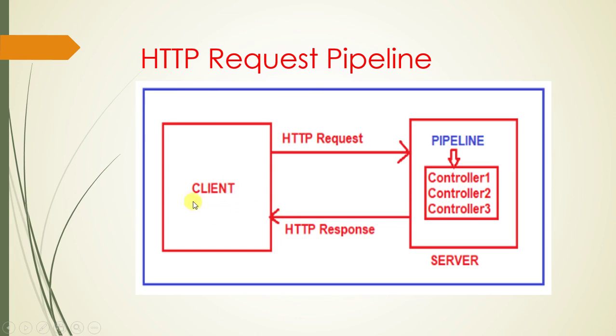See here, I have a client, or we can say browser. This side I have a server where our ASP.NET Core web API application is hosted. This web application has three controllers. When we send a request from the browser to the server, we generally believe that the controller action method is going to handle the request and then we get the response.